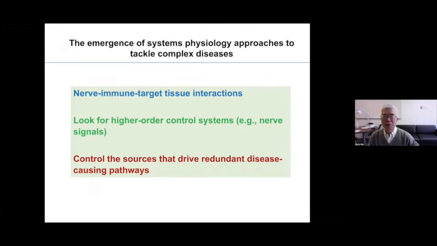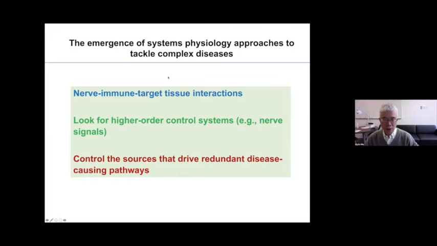So how can we deal with this kind of complex disease that has redundant symptom-driving pathways? I think one of the potential hopes emerging during the last 10 years is that many people try to study disease at a more system physiology level, particularly with a focus on nerve, immune, and target tissue interactions, for example.